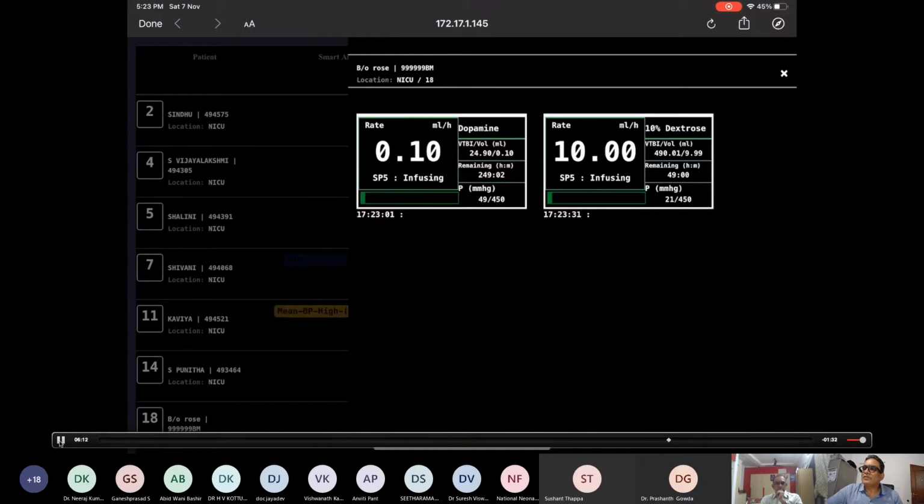I can sit at home, watch how many pumps are connected to each baby, what is the rate running, is the nurse currently running it, or have they switched off by mistake. So I can find out everything by sitting at home or on my mobile phone.